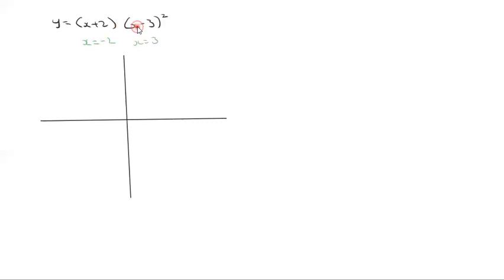So the question was, y equals (x plus 2)(x minus 3) all squared. Now, this is therefore a cubic. x plus 2 means x equals negative 2, and this is x equals 3, the double root, which therefore means that your graph is going to look like a positive cubic. So it's going to be up here, down here, bounce back at 3, cross at negative 2. So it's going to look something like this, approximately.